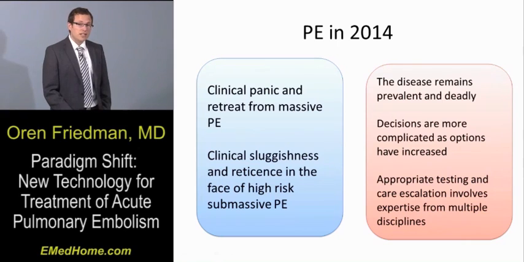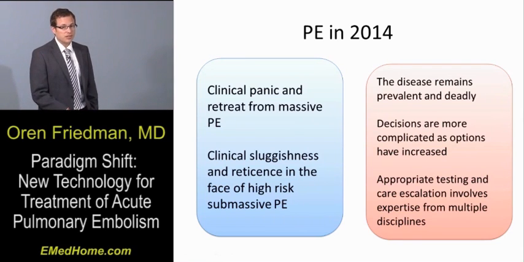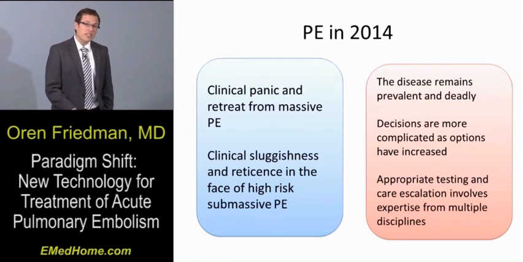The disease is still deadly and is still quite prevalent. And it turns out that the decisions are getting more complicated with time as our options have increased. I think it's great that we have a whole lot of options out there. I think it's particularly great that we have the option of endovascular therapy in a large majority of our patients. But the fact is that it makes it a bit more complicated when you have more things to decide between.